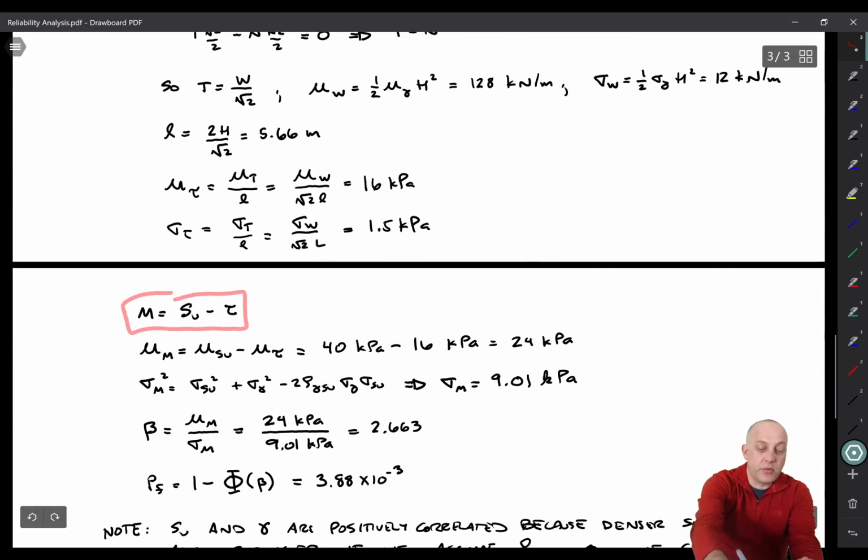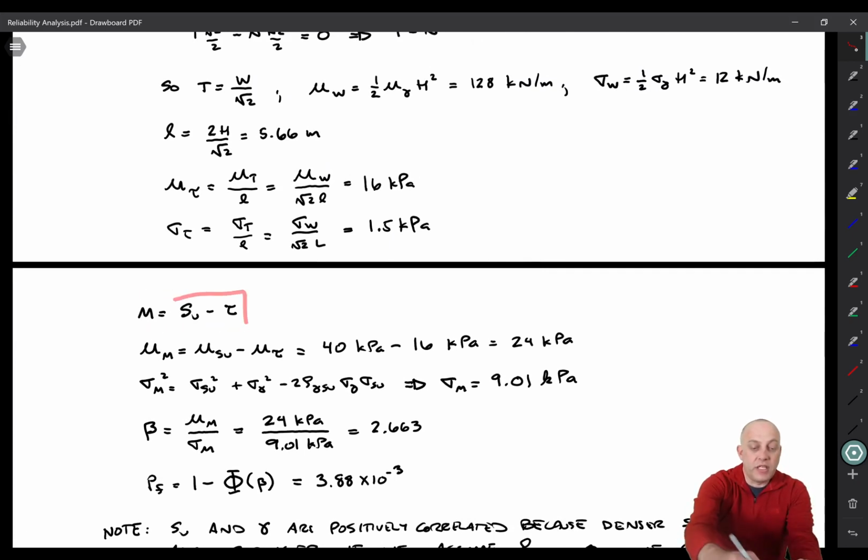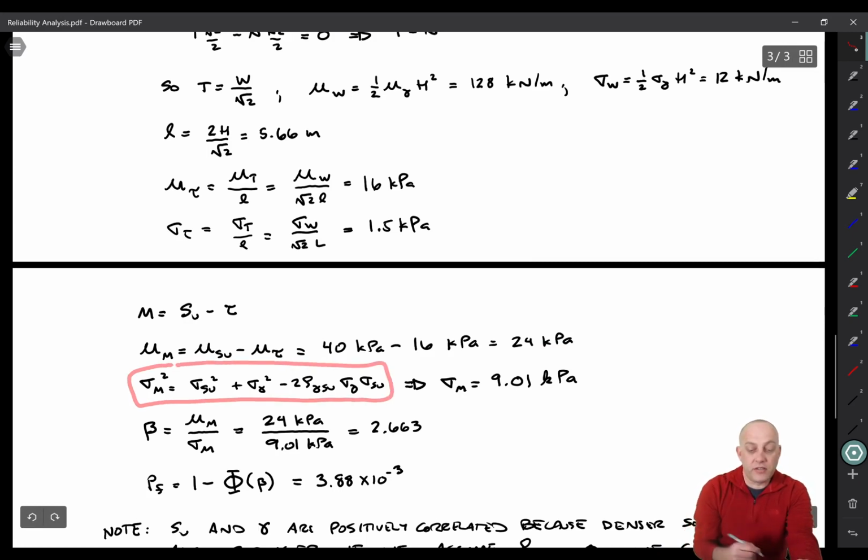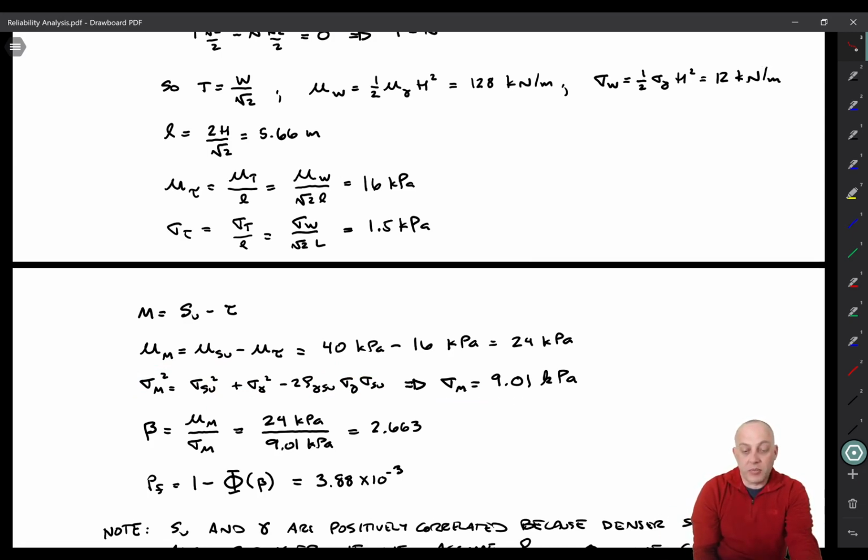So now we have our margin of safety. It's equal to S_u minus tau. The mean value of the margin of safety is equal to the difference in the means of S_u and tau. So it's 40 minus 16 kPa. We get 24 kPa. Then the standard deviation of the margin of safety can be computed from this equation in terms of variances. So I'm plugging in numbers here, here, there, and then taking the square root, and we get the standard deviation of the margin of safety is 9.01 kPa.